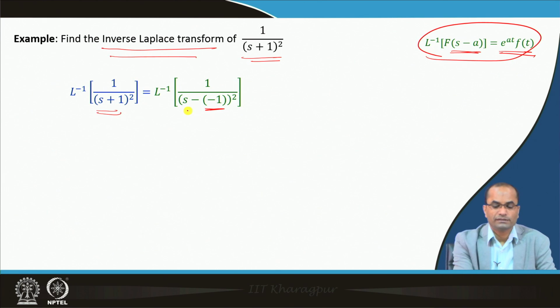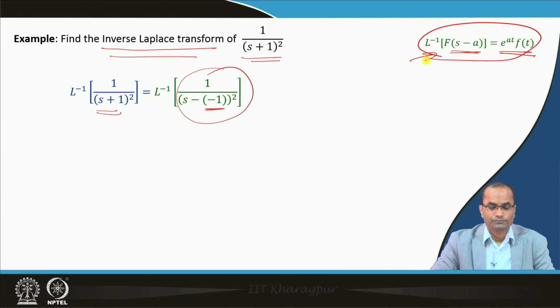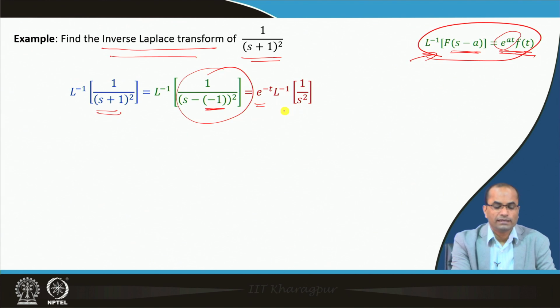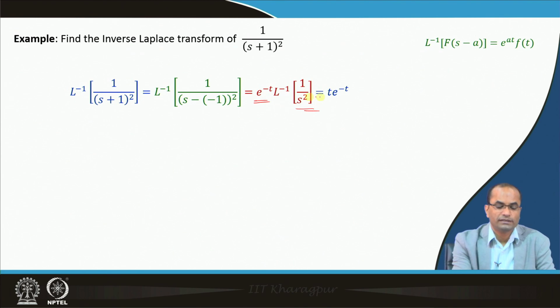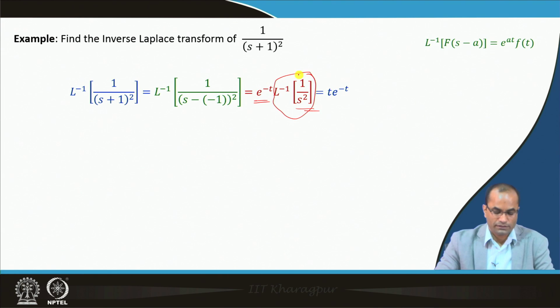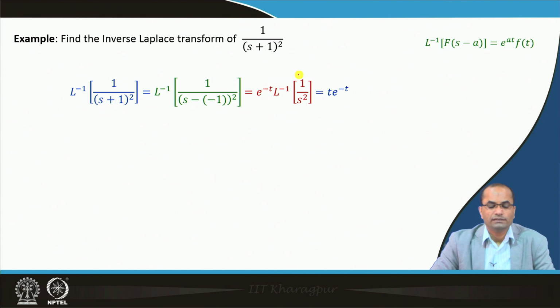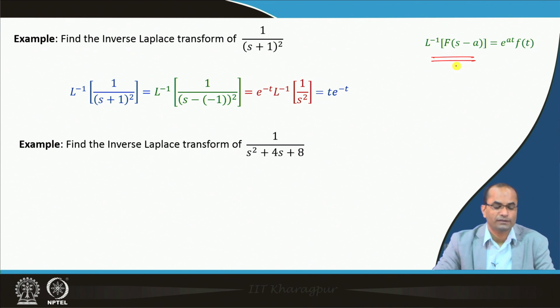So, here we have this s is just s minus a, that means if we use this property there, we can have the e^(−t) outside and then the Laplace inverse of 1 over s square. So, e^(−t) and the Laplace inverse of this 1 over s square, which is t. So, this is t e^(−t) using this first shifting property.